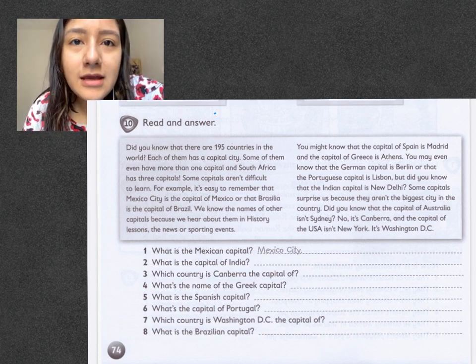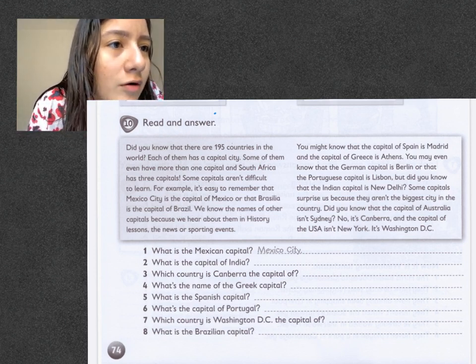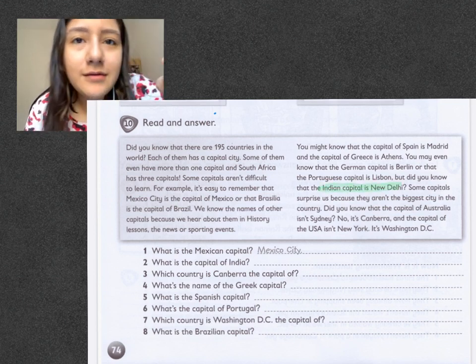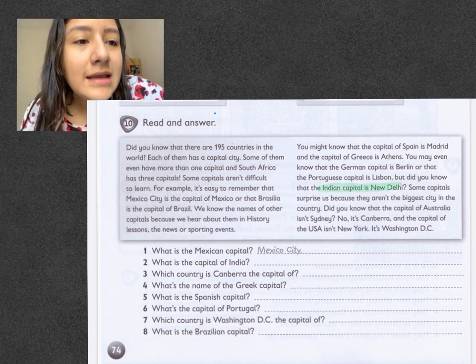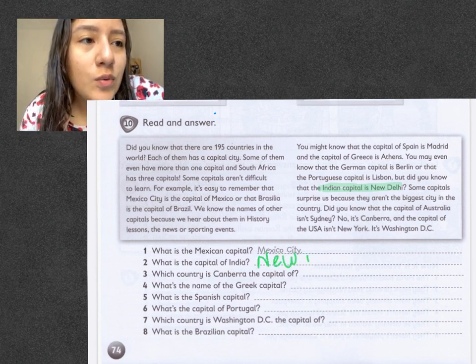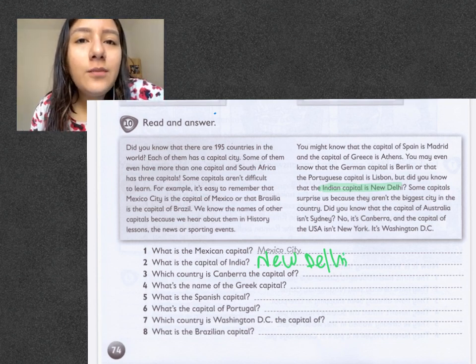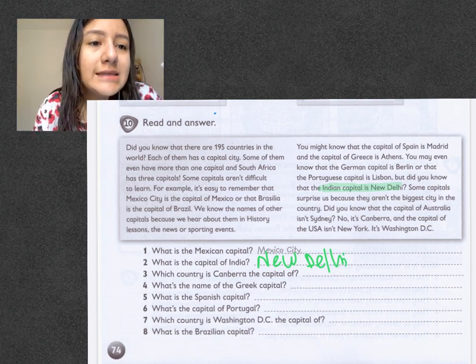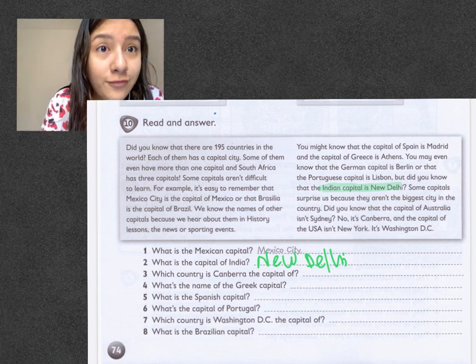What is the capital of India? We had it over. I'm trying to highlight it. Wait a second. We had it over. The Indian capital is New Delhi. Okay, so we're going to write it. What's the capital of India? New Delhi. Good. Then the number 3 is, which country is Canberra the capital of?